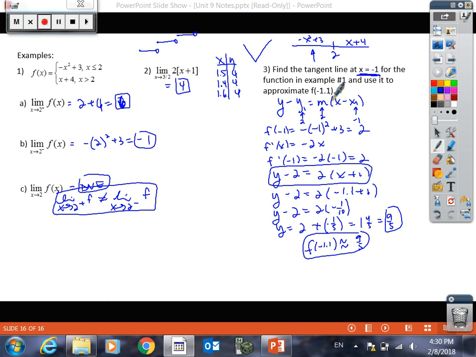Since -1.1 is pretty close to -1, that's probably a pretty good approximation. If you wanted to, on your own, to see how good that approximation was, you could come back to the original function and put a -1.1 in there and see how close we are.